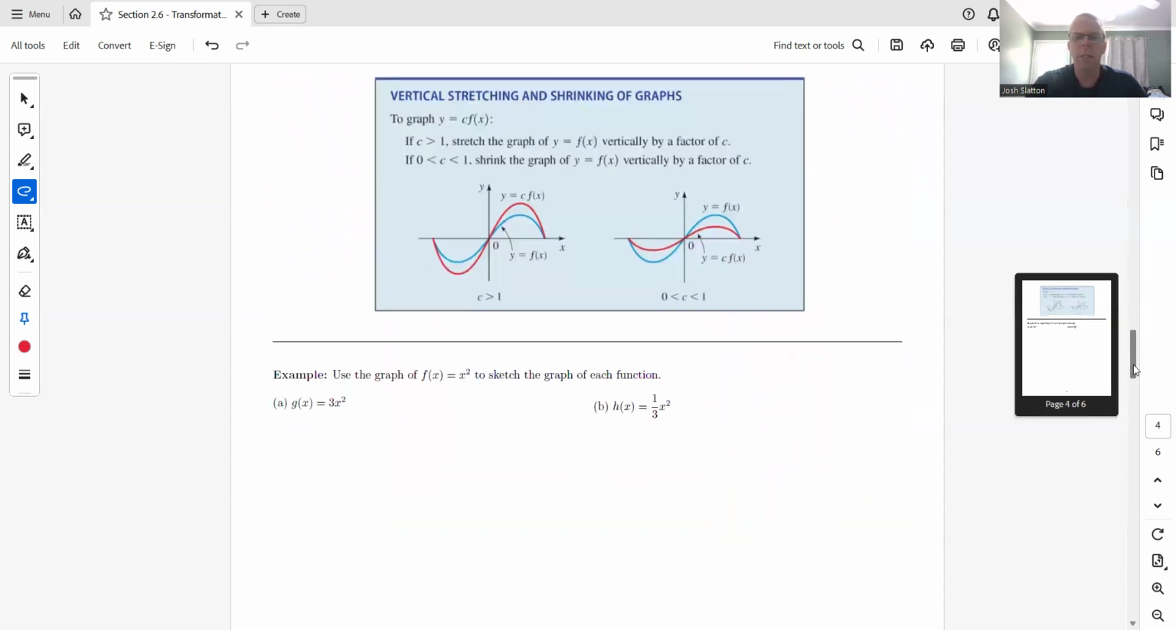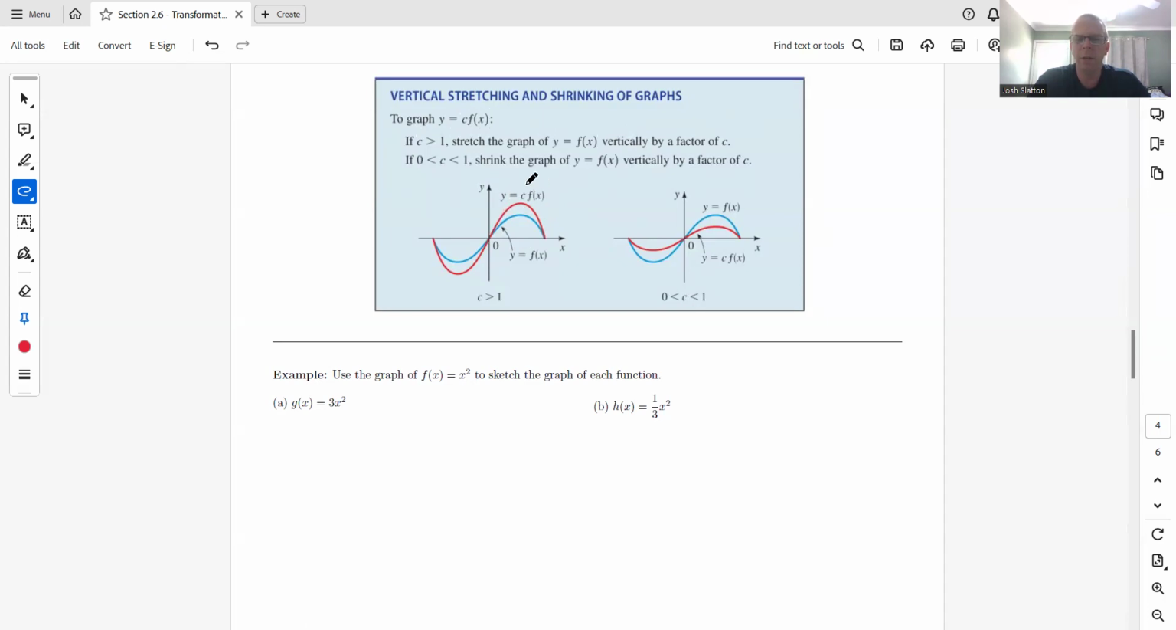So the next one, vertical stretching and shrinking. So y equals c f of x. So again, we have the c outside. If it's outside the function, it's always talking about a vertical. If it's inside the function, it's always talking about a horizontal. So if c is greater than 1, we stretch the graph vertically. So we make it thinner. It looks thinner. That would be right here.